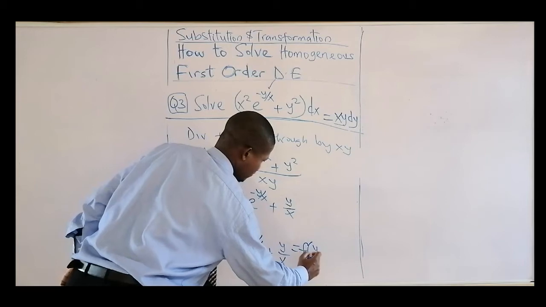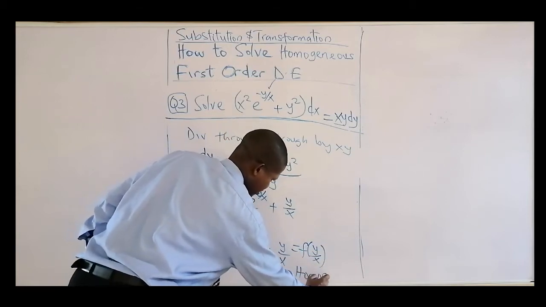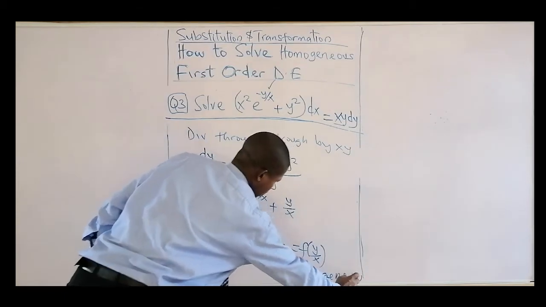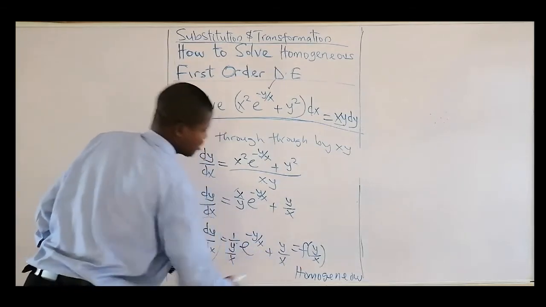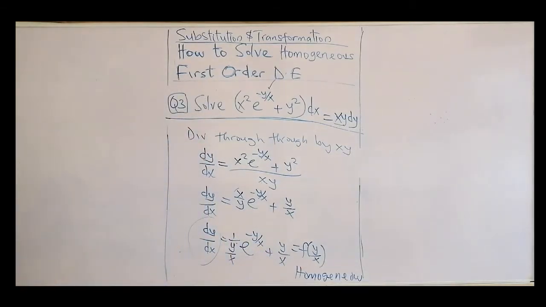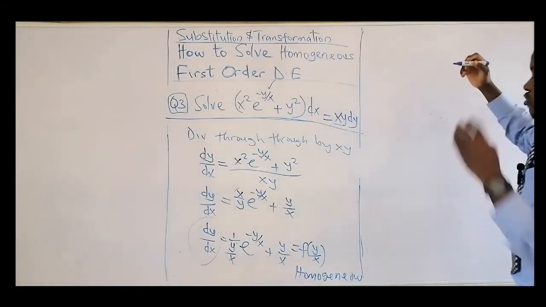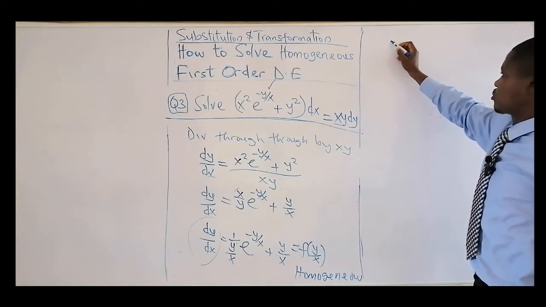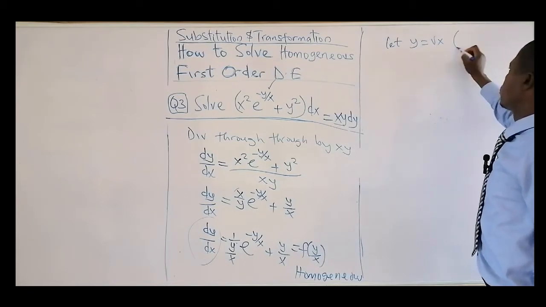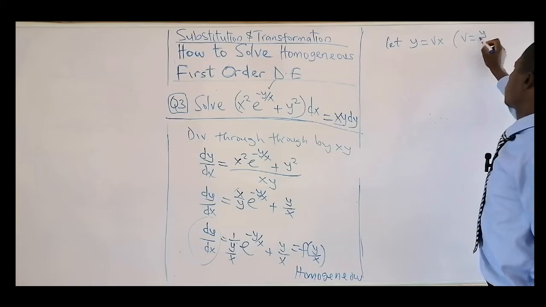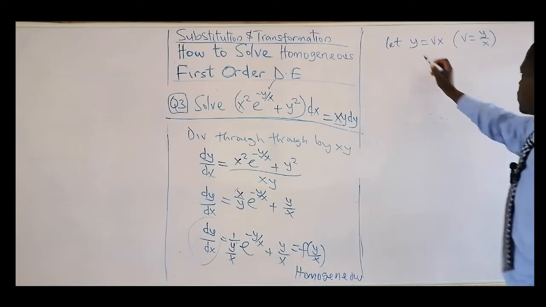F of what? Y over x, which is what? Homogeneous. So the moment you can express your dy/dx in this form, then the equation becomes homogeneous. Then the next thing to do is to use the substitution. Let y be equal to vx. This one, v is equal to what? Y over x.